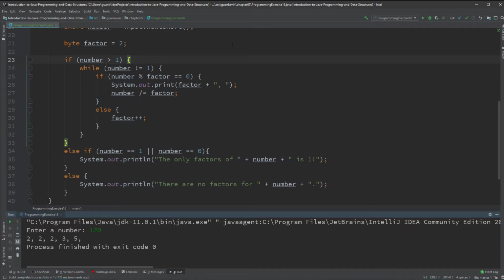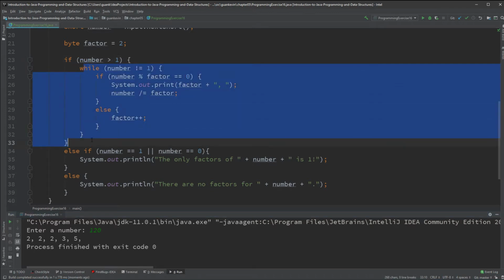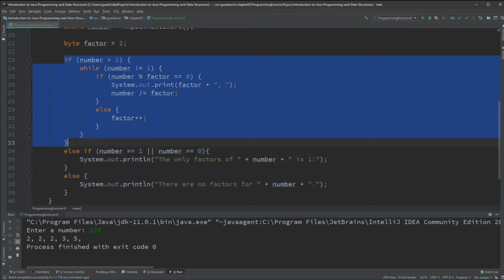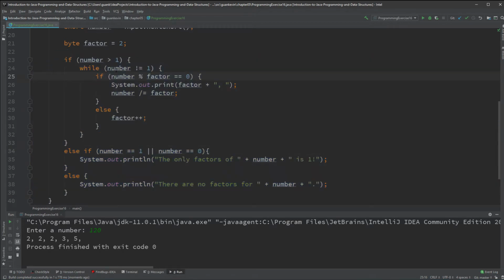So that is good. All right, so basically, we got 120. 120 is definitely greater than 1. So it goes into this while loop here, right? It ignores these other cases because this already checks out. So it goes into the while loop and says, hey, 120 does not equal 1. So what I'm going to do is do another check. If I do 120 modded by factor, which starts off as 2, if it equals 0, then print out the first factor, which is 2.